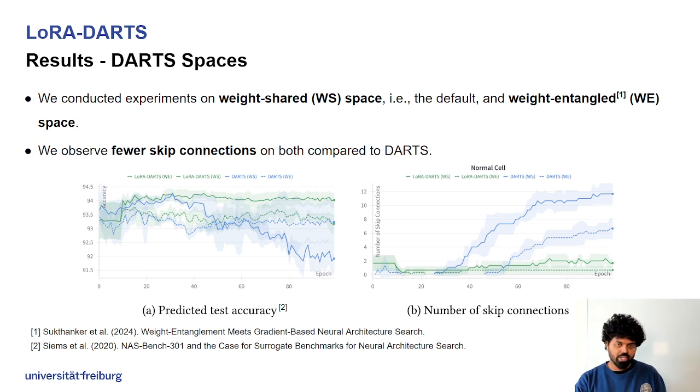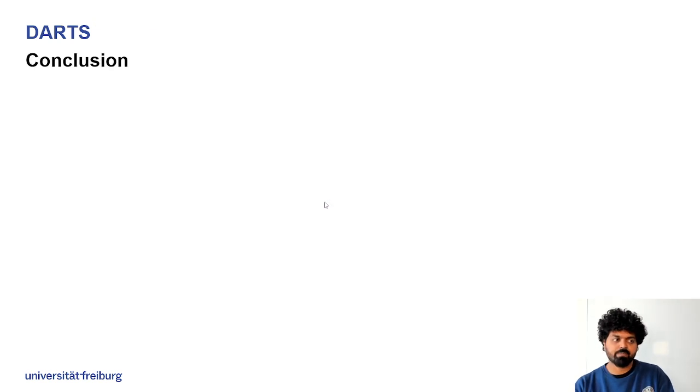After every epoch of training, we discretize the supernet to get the dominant architecture at that epoch. We then count the number of skip connections in it and also query the NASBench 301 surrogate benchmark to get the predicted accuracy of the obtained architecture. As you can see in the figure on the right, LoRA-DARTS, shown in green, results in architectures with much fewer skip connections than DARTS. On the left, we see that it has better or similar predicted performance compared to DARTS. You can see the paper for more results.